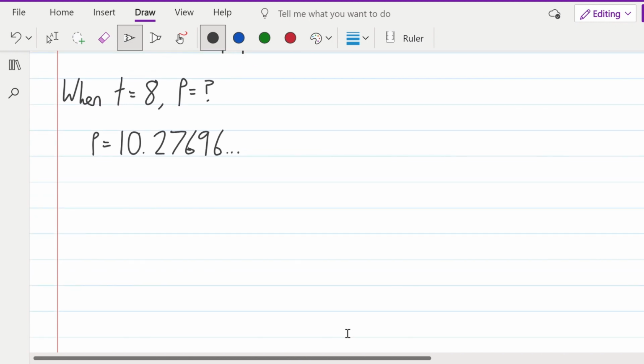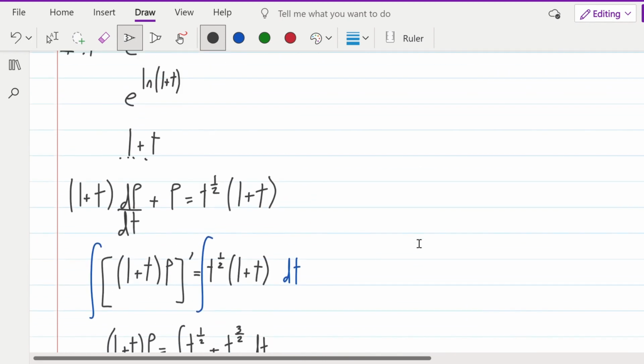So I would write 10,300 bacteria. And then if you want, you could write 3SF. Obviously, the more significant figures you round it to, the more accurate your number will be.